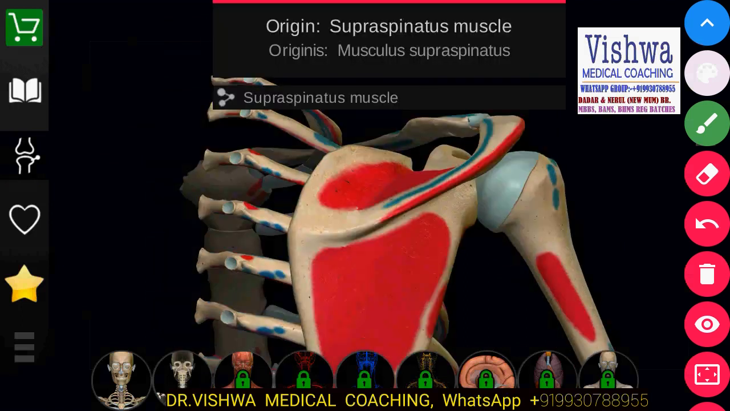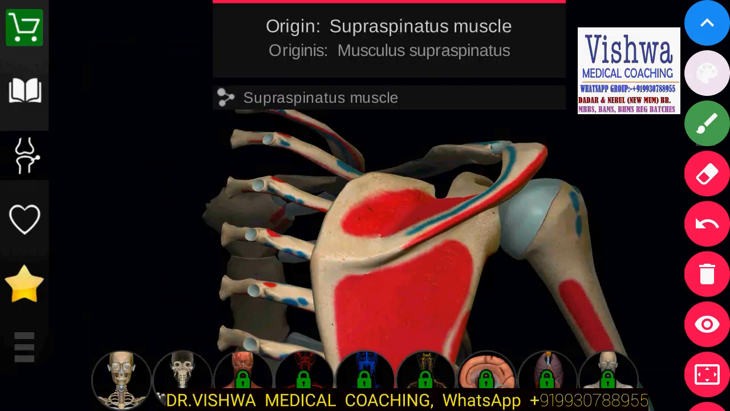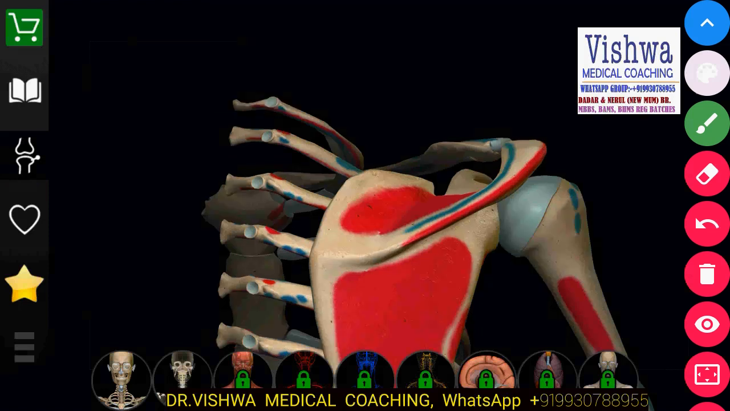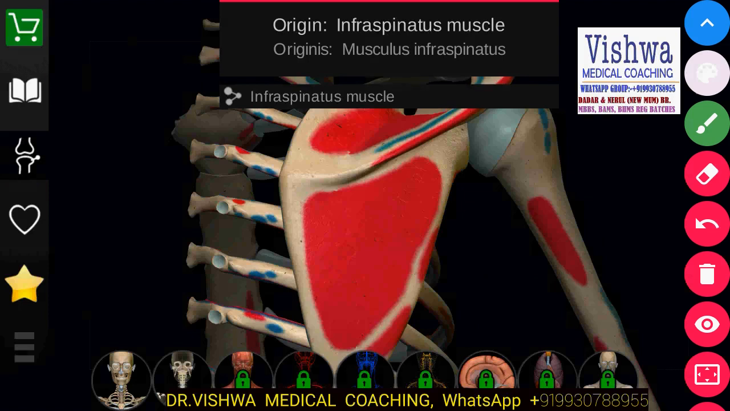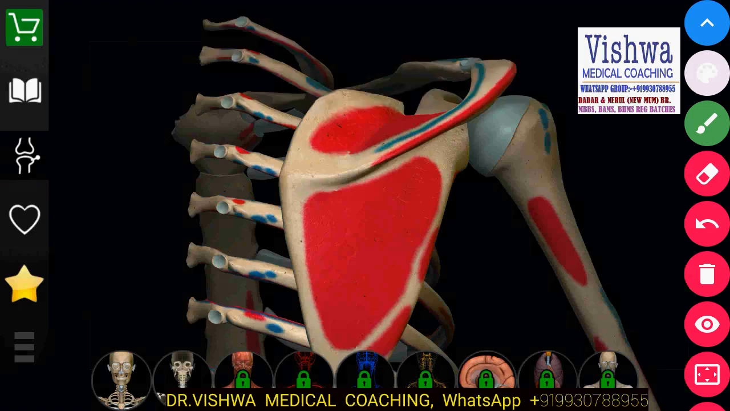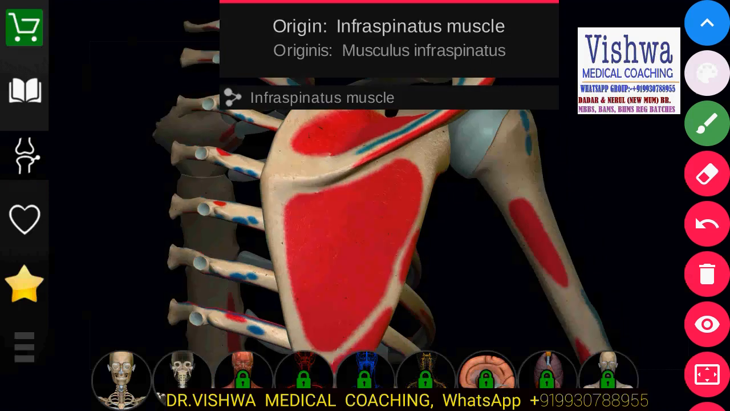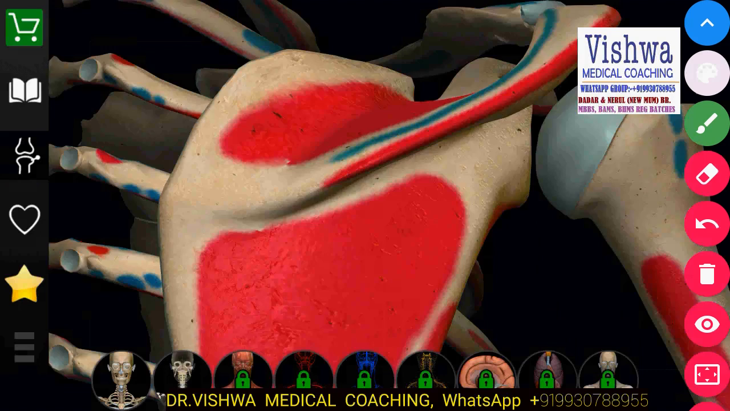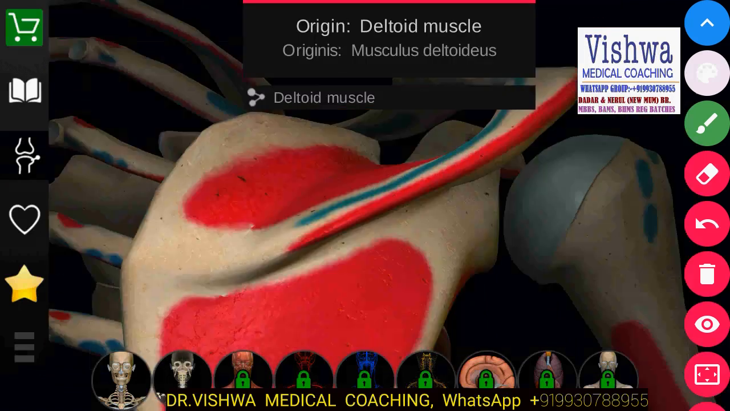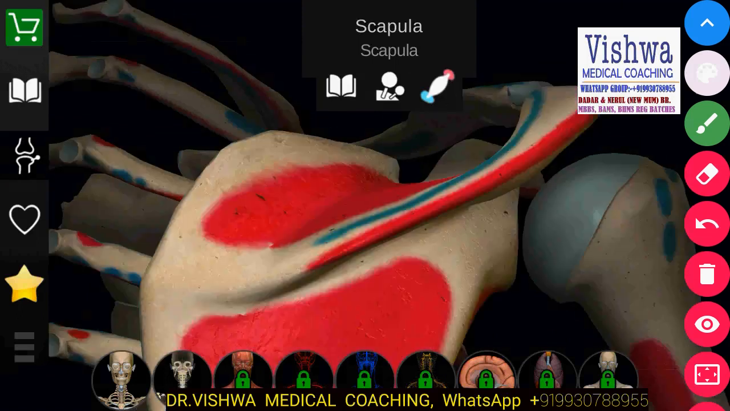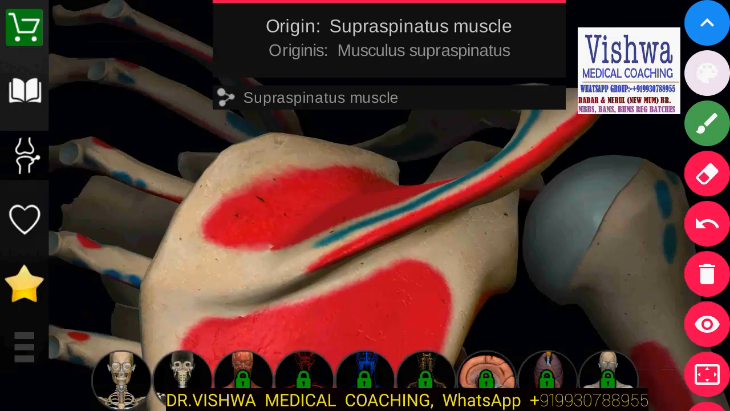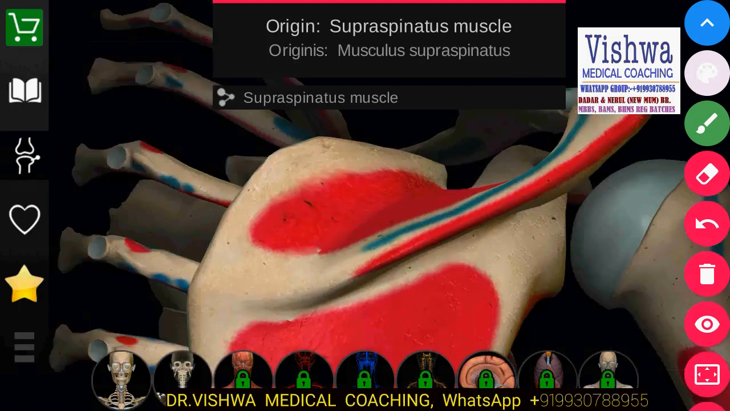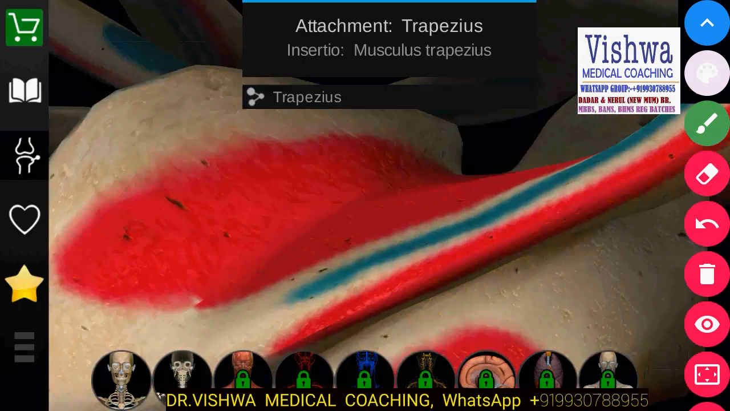We have the origin of the supraspinatus. In BD Chaurasia, I think red color is for insertion, blue is for origin. In this animation it is a bit reversed: red is origin. I don't know what is there in the recent edition of BDC, but usually red color is for insertion in the previous edition. Infraspinatus. You can also see the spine of the scapula gives rise to the origin of the deltoid, as well as upper is the trapezius. This is the supraspinatus, of course. But here we have blue color as the trapezius insertion, right?